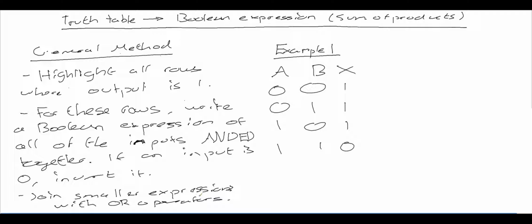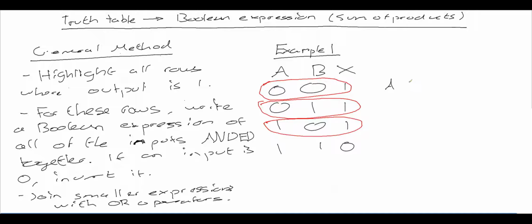Okay, so now I'm going to go through an example with this truth table over here. So first of all, what we've got to do is highlight all of the rows where the output is 1. Okay, so I've highlighted all of the rows where the output is 1. Now what we've got to do is look at each of these rows, and I'm going to do the first one, and see firstly what our inputs are. So we've got a 0 and a 0, and then write down our inputs, so A and B, and if the input is a 0, NOT it, so we're going to do NOT A and NOT B because they're both zeros, and AND them together.